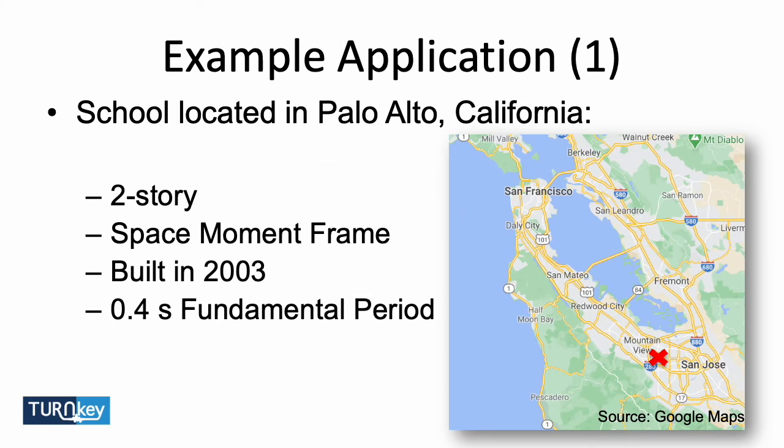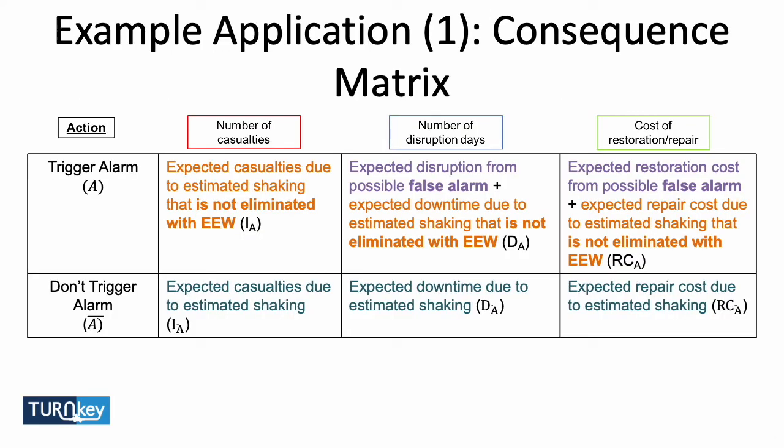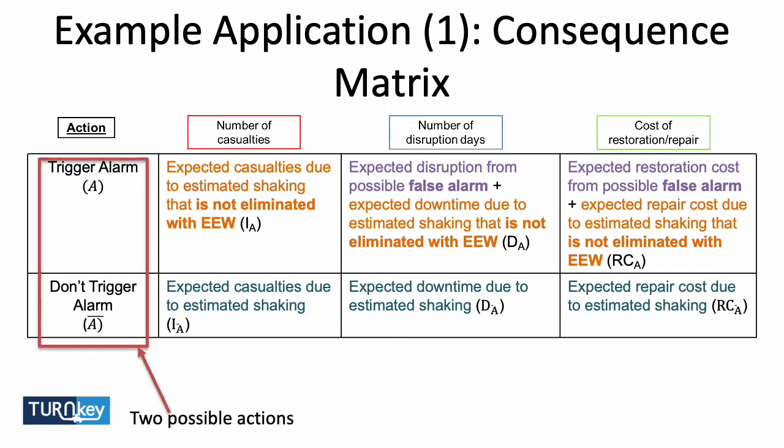So let's go through some quick examples of this method. Let's first focus on a hypothetical school. Now, in this case, we're just going to assume that there are two possible actions. We either issue the alarm or we don't issue the alarm, and the criteria are the same as what was discussed in the previous slide.